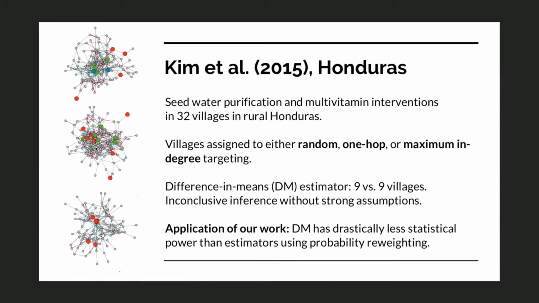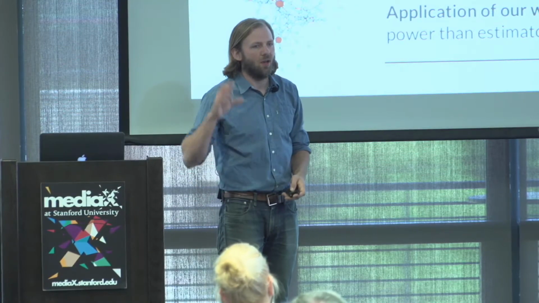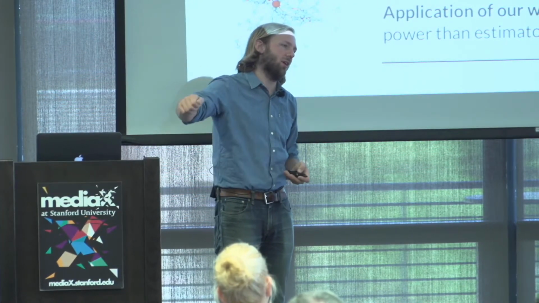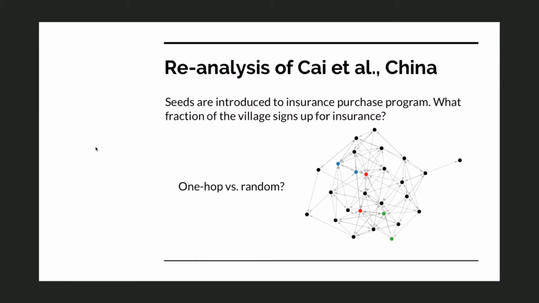And that's where, together with my colleagues, I've been developing these advanced estimators for the same estimands, trying to make mild assumptions that are reasonable and that get us much higher confidence about what the differences between these effects are. So I'm going to start with this Tsai et al. data, this China farmers insurance product. Seeds are introduced to an insurance product, and the question is, what fraction of the village signs up for insurance, I think 3 months later? And is one-hop targeting or random targeting going to do better?